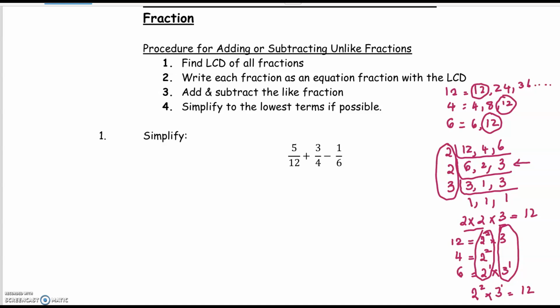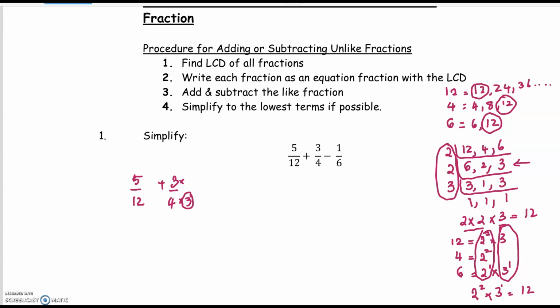So we figured out that the LCM of 12, 4, and 6 is definitely 12. We did it in 3 different ways. Now, all we have to do is make each number, write it in its equivalent form with a denominator of 12. Now, the first one has a denominator of 12, so we don't need to worry about it. The second number, 4 times 3 is 12.